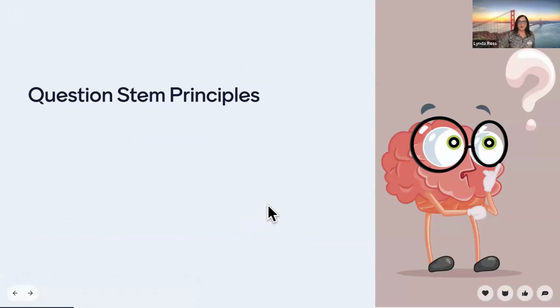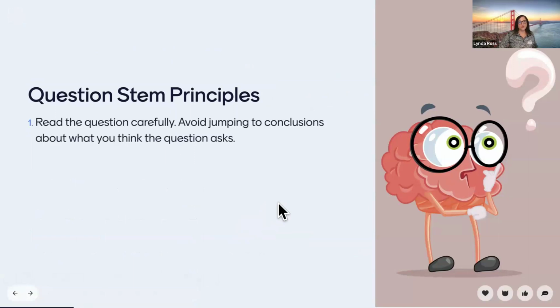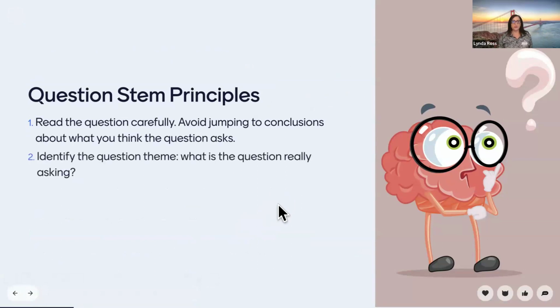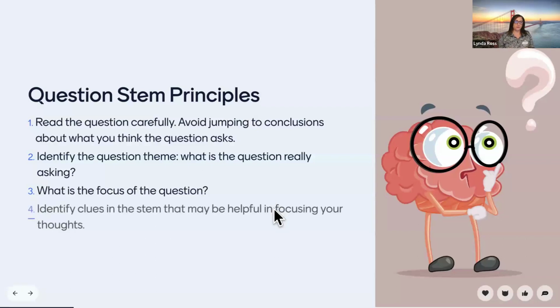So let's hop into these question STEM principles and really pay attention, because one of the key issues that a lot of students have is they don't read the whole question, and just kind of jump to conclusions about what you think the question asks. So really read that question carefully. What is the question really asking? What is the theme of that question? What is it focused on? And what are some of the clues in the STEM that may be helpful in focusing your thoughts?